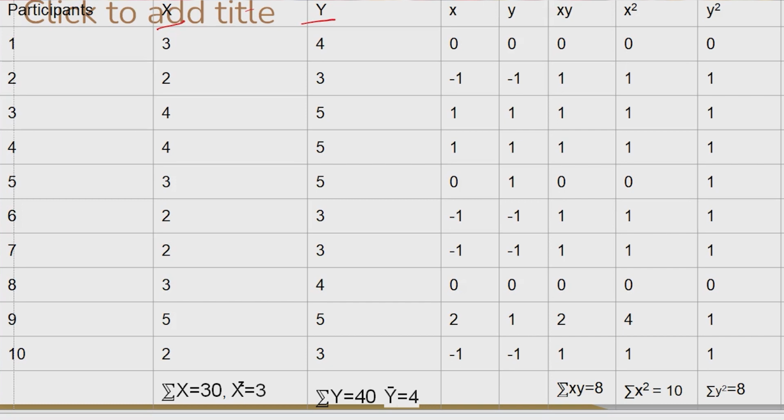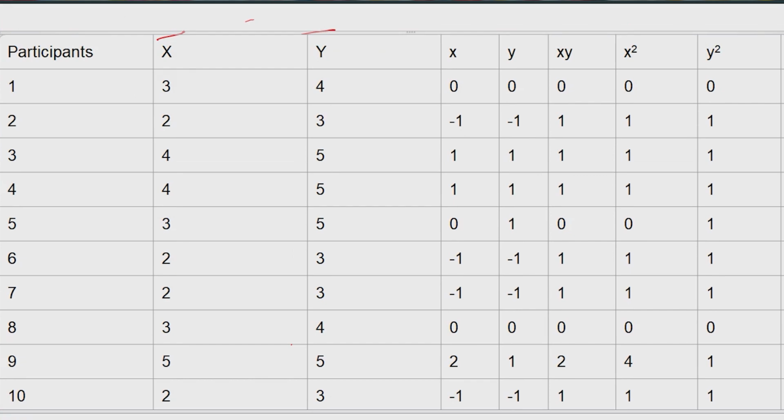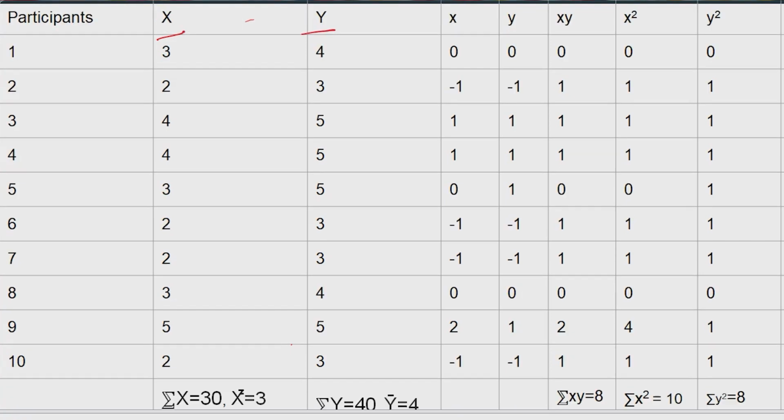Now how do you have to calculate the deviation? For that, first of all you have to calculate the mean. And how do you calculate the mean? You sum all the x values, summation x, which comes out to be 30 here, you can see, and then you divide it by the total number, which is 10 participants. So the mean which you get is 3. Similarly you find the mean for y, which is denoted by y bar, which comes out to be 4.